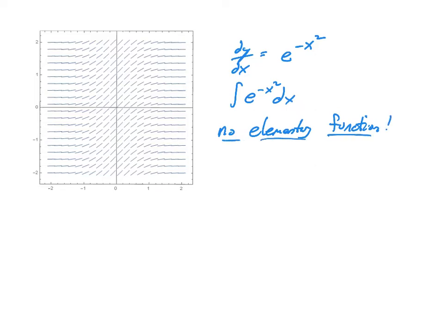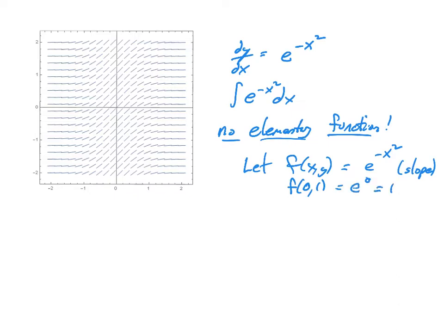Which means we can't really figure out what the function looks like or behaves like. But the slope field is very easy. So for example, if I let f of x, y, which is my slope, just equal e to the negative x squared, that's just slope, you can see it's easy to compute. If I put in 0, 1, that's just going to be e to the 0, which is 1. So at the point 0, 1, I just have that little bitty dot.